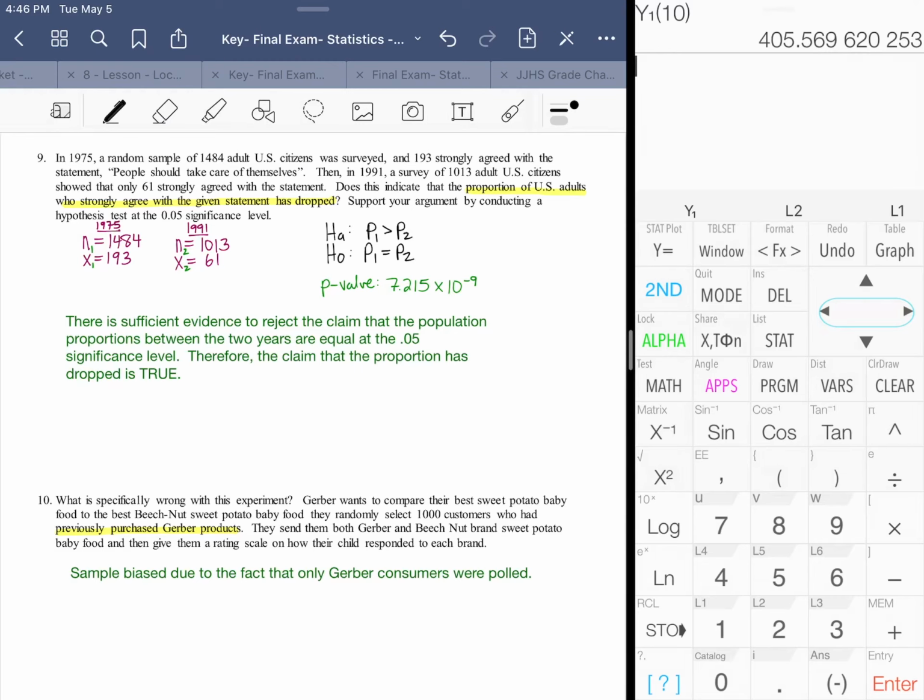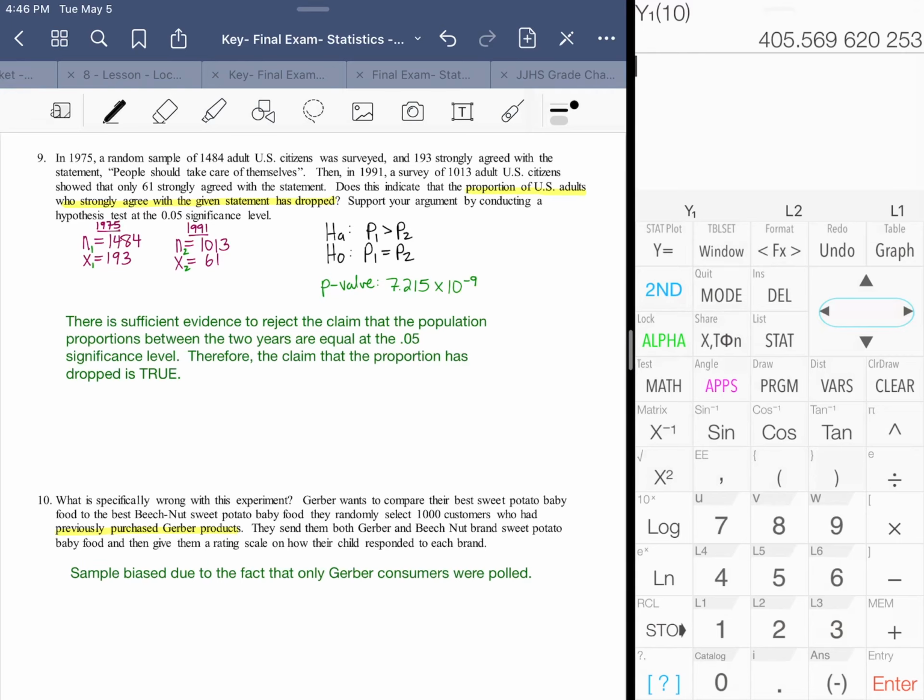Number 9 and number 10, and forget the bonus. Number 9 and number 10 are very straightforward, I think, because they're procedural. In 1975, a random sample of 1,484 adult U.S. citizens was surveyed, and 193 strongly agreed with the statement people should take care of themselves.